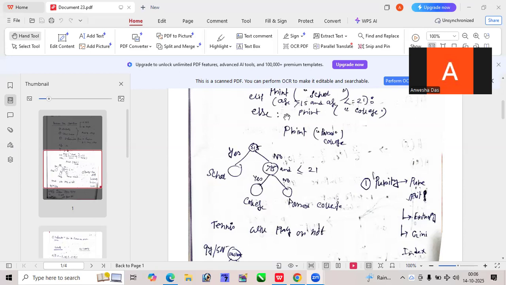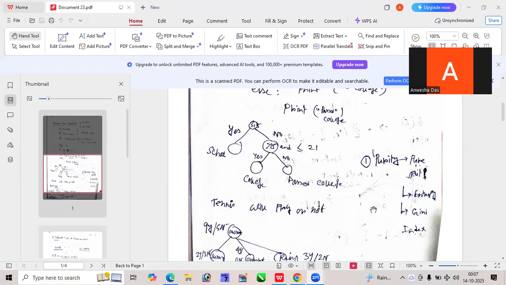Now see, consider this is the tree. In this type of tree, there is one concept, that is whether the node is purely split or not. So we will check the purity. How will we check? Based on entropy and Gini index, we can check the purity.